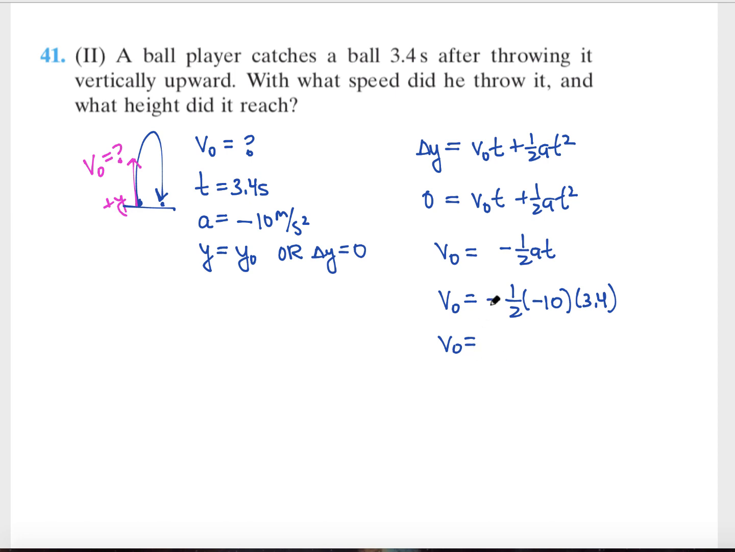Approximately 17 meters per second. So that's the first part of this question. The second part is, well, what height did it reach? So there's two ways to think about this.